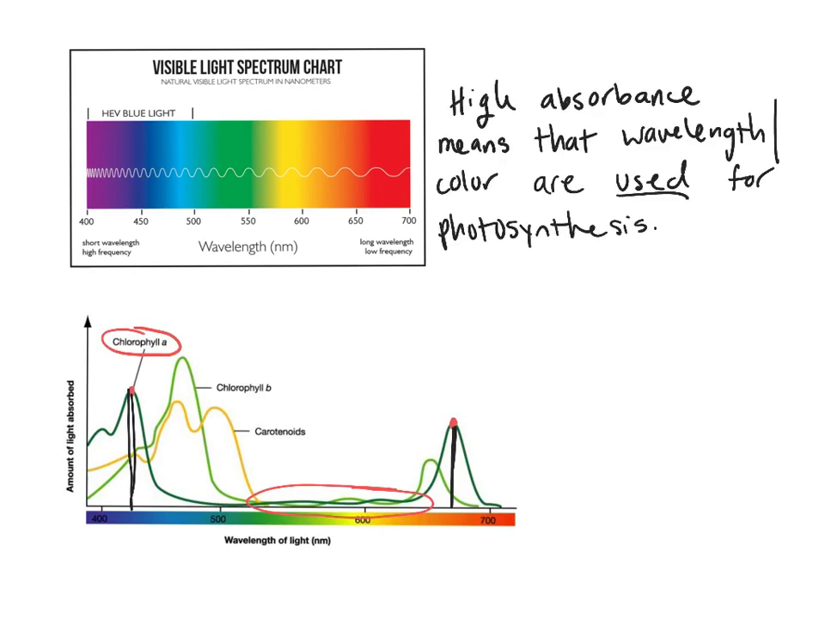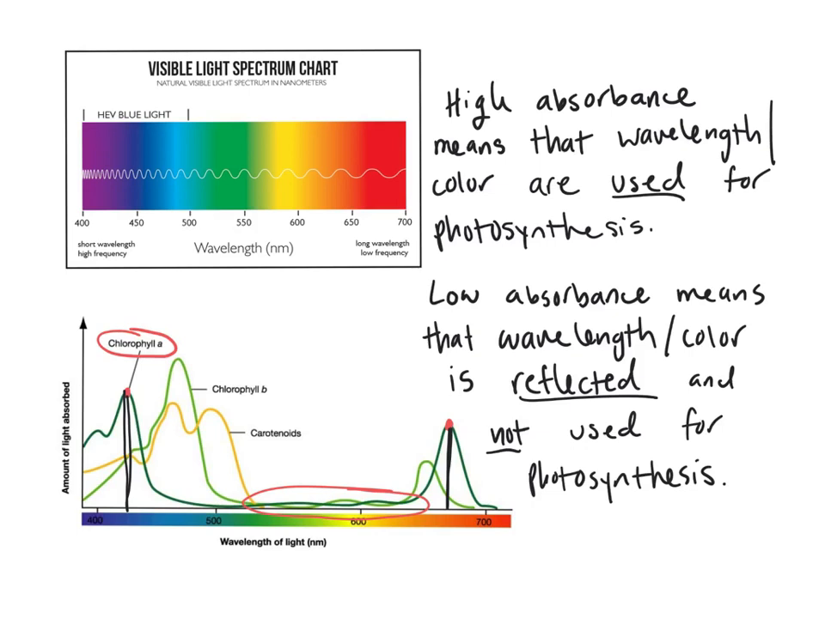So on the flip side, if high absorbance means that those colors are being used for photosynthesis, or those colors are useful for photosynthesis, low absorbance means that is what's being reflected back out. So it's not being used, so it bounces off of the pigment. In this case, chlorophyll A, that green light is just going to hit it and bounce right back out. And that is where you're going to have your reflection, or that's what this particular pigment is going to look like to you.